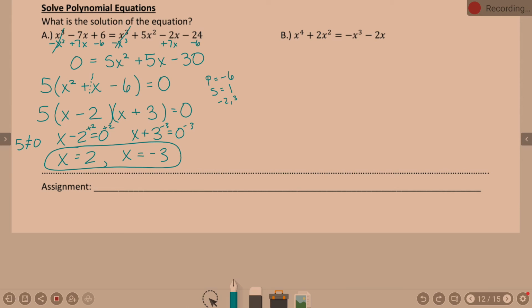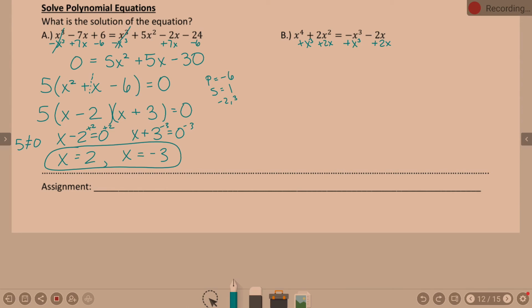Ready to look at B? Start with the same process as last time. Bring it down. Add the x cubed and add the 2x. So we're trying to make everything equal to 0. We're going to add x cubed. We're going to add 2x. What happens when we add those over? They just get added to the equation. They don't have like terms they can add with, do they?